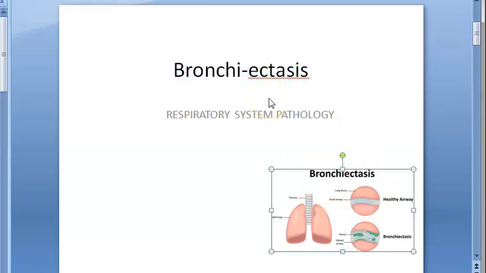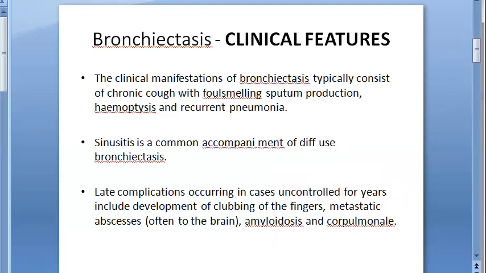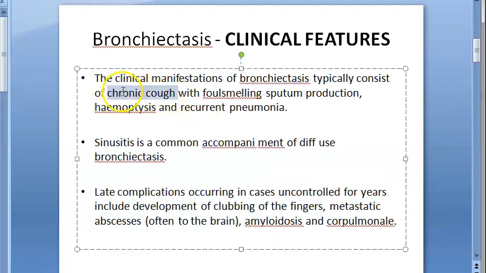The lungs, right? That much you know already. So what are the clinical features? The clinical features are chronic cough with foul smelling sputum. Can you imagine that the sputum will have pus? That is what you should know, and that's why it will have a foul smell. Chronic cough is associated with foul smelling sputum.